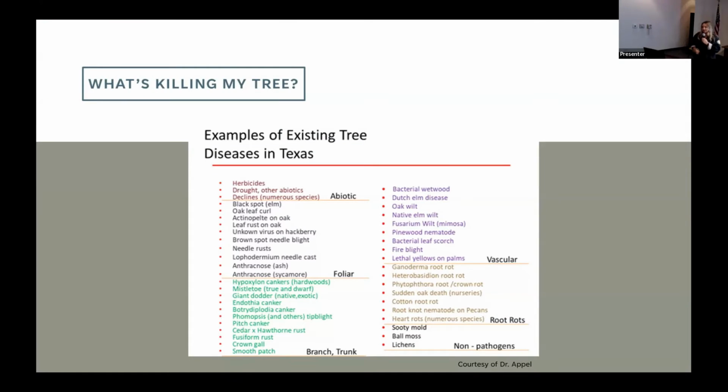And this is one of Dr. Apple's slides. He breaks out all these different tree diseases in Texas, and it's just an interesting slide with abiotic issues, so those non-living, the foliar issues, and then issues that occur on the branch and the trunk, and then the vascular issues and pathogens, the root rots, and then the non-issues. I'm not going to cover all of these tonight.